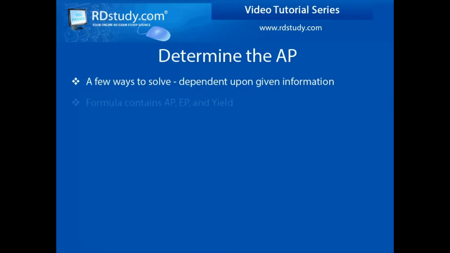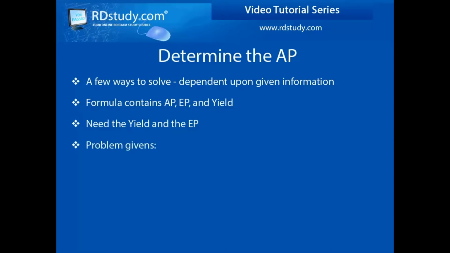The formula contains 3 items: AP, EP, and yield. If you have any 2 of these 3 values, the third is simple to find. But with many problems, the associated values may not be given, requiring some preliminary calculations. Let's go through an example to show you how to break these out.